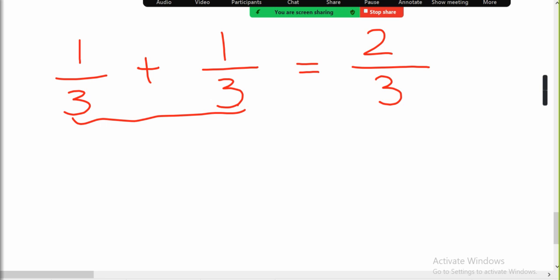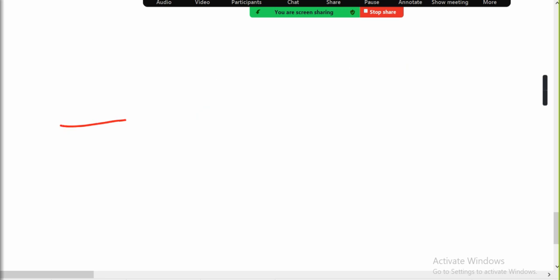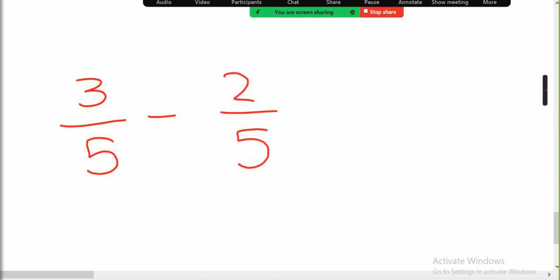Okay. The very first thing we do in fractions is addition of alike fractions. Alike fractions are fractions with the same denominator. Okay, 3 by 5 minus 2 by 5. Can we do it? Yes, we can do it because the denominator is the same. So 3 minus 2 is 1, 1 by 5. It is 1/5. Okay.